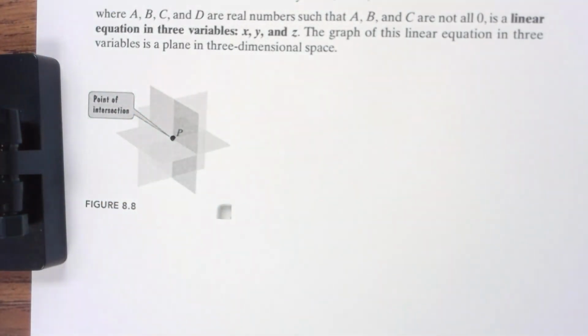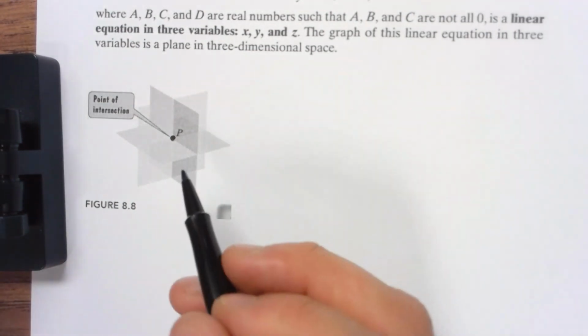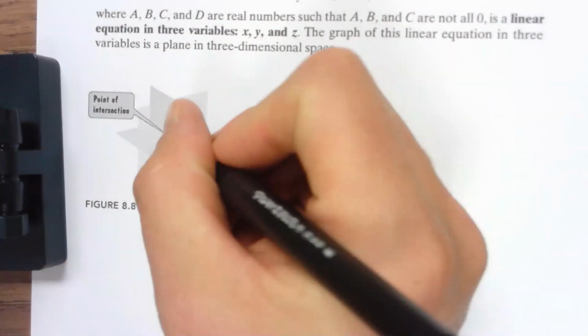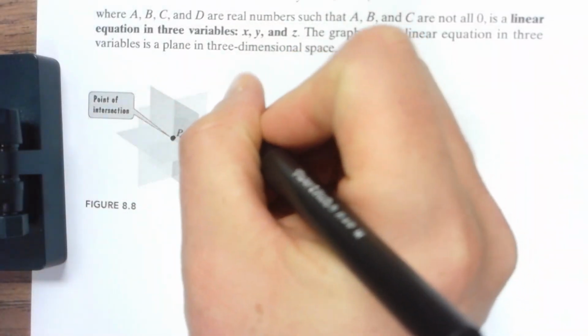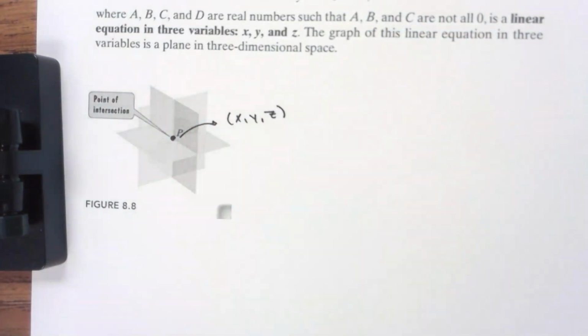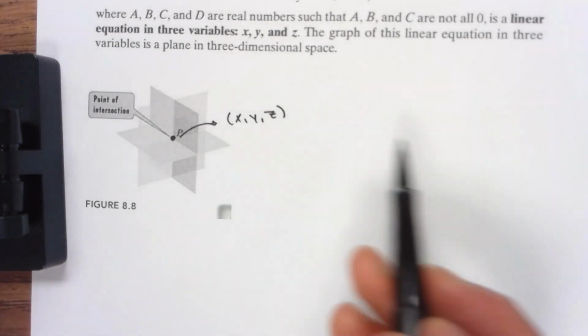Now, they can still intersect on a line, so our solution could be a line. But for most of the ones we're going to work on here, we're going to find a specific point that has three variables. So our solution is going to be x, y, z, right? Because it has that length, width, and depth component to it now that we're in three-dimensional space.